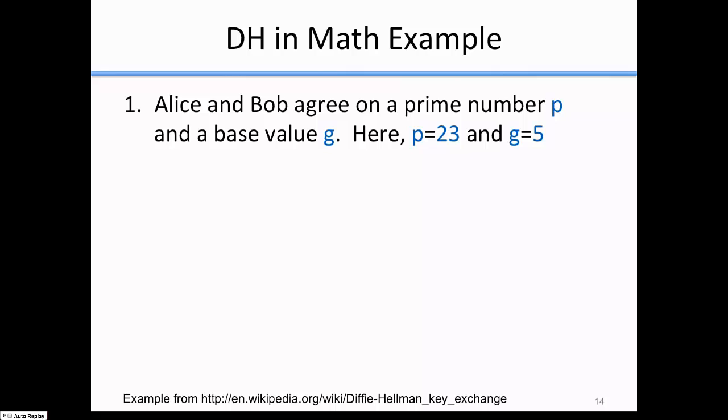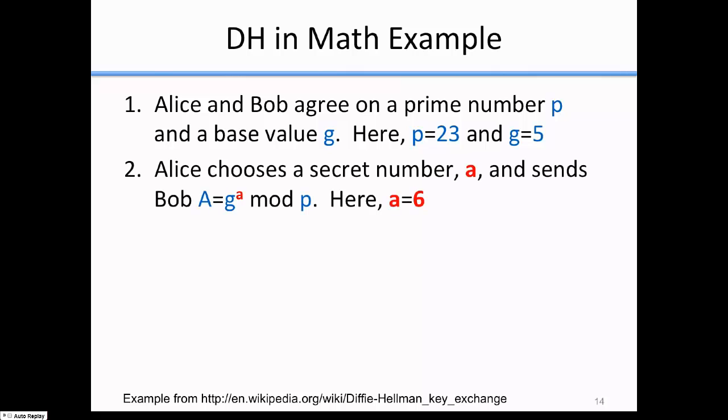Here they're picking two numbers. Alice is going to choose a secret number, a, and she's going to send to Bob capital A, which is calculated in this way: g, one of the numbers that they chose, to the power of a modulo p. Okay, so let's say that Alice's secret number is 6. She would do A equals 5 to the 6 mod 23. Well, 5 to the 6 is 15,625. If I do that modulo 23, I get 8.